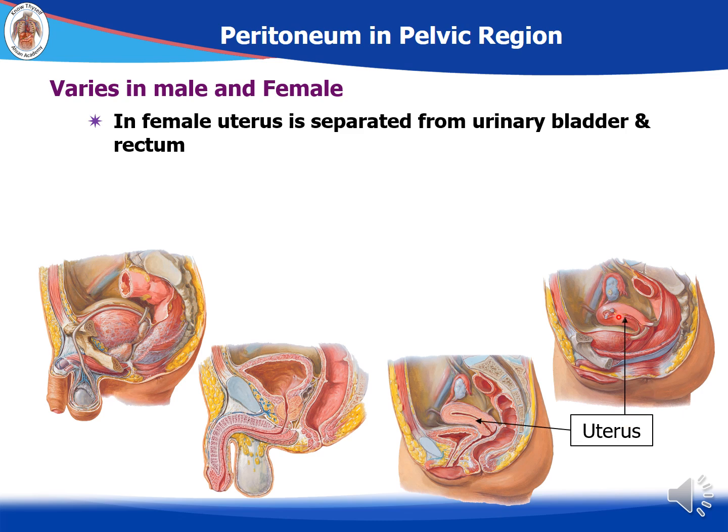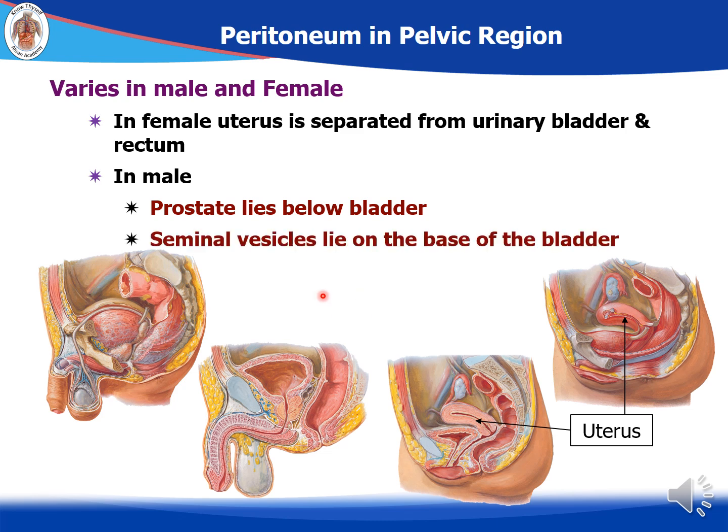This is the uterus, you can see. So in between the rectum and urinary bladder, this is present. But in male, this prostate, that is the internal sex organ, is remaining below the bladder, and this seminal vesicle is tightly adherent to the posterior wall of the urinary bladder. This is not as projecting like the uterus. So the peritoneal covering is different in either sex. And see, this is the seminal vesicle, and this one is the prostate.